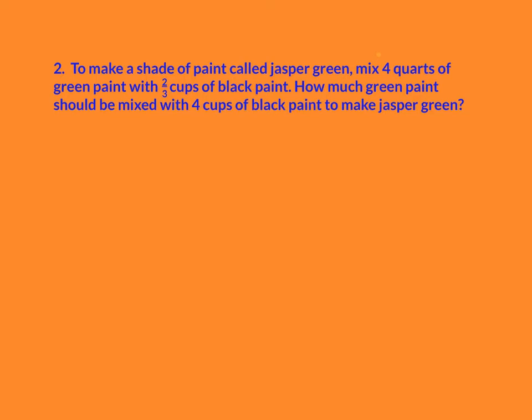Next, we're making a shade of paint called Jasper Green. We're going to mix 4 quarts of green with 2/3 cup of black. We want to know how much green to be mixed with 4 cups of black to make Jasper Green. Again, same thing again. Very simple ratio. So I'm going to be comparing the amount of green paint to the amount of black paint that I need.